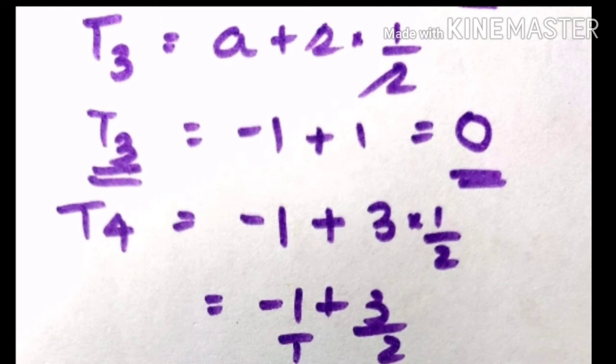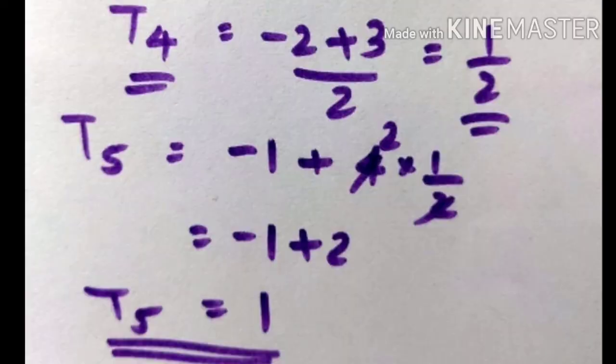T4 is equal to a. A means minus 1 plus 4 minus 1. 4 minus 1 is 3, multiplying d. D is 1 by 2. So minus 1 plus 3 by 2. By LCM we get our T4 value. So now T4 is equal to, by taking LCM, minus 2 plus 3 upon 2. 3 minus 2 is 1 upon 2. So the fourth term we found is 1 by 2.